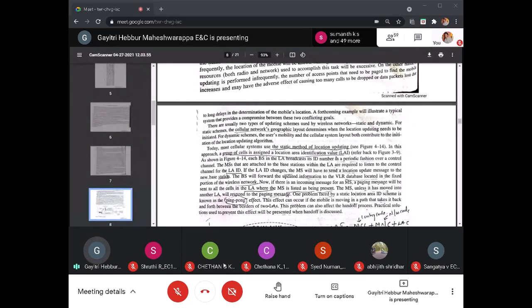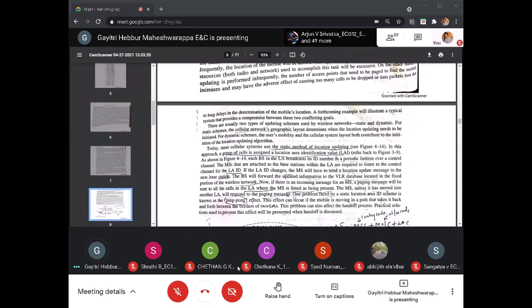So this is how it works. And once it changes, the base station will update the VLR database located in the fixed portion of the wireless network, that is in the MSC. Now if there is any incoming message for an MS, a paging message will be sent to all the cells which are receiving the LAID of that base station controller. Where the MS is listed as being present, the MS, unless it has moved to another location area, will respond to that paging.